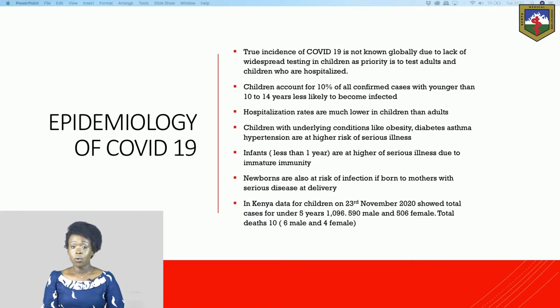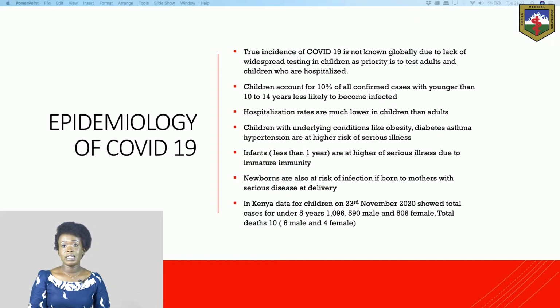Hospitalization rates are much lower in children than adults, and children with underlying conditions like obesity, diabetes, asthma, hypertension have been found to have a higher risk of serious illness. Infants, however, these are children less than 1 year, are at higher risk of serious illness due to their immature immunity. Newborns are also at risk of infection if born to mothers who have serious disease at the time of delivery.